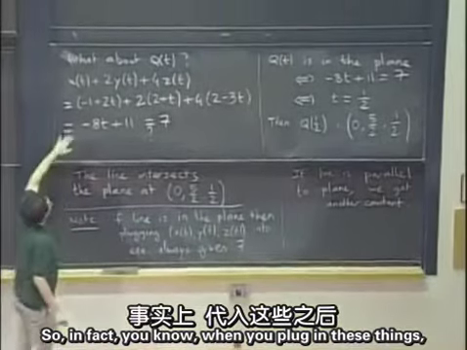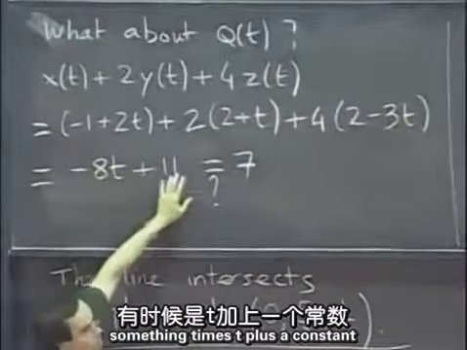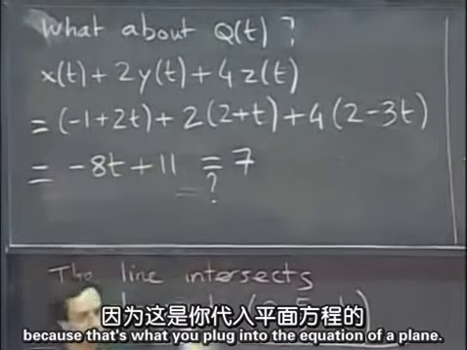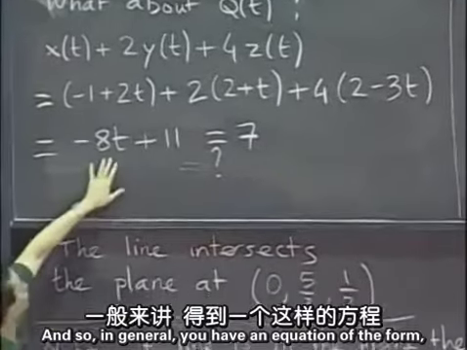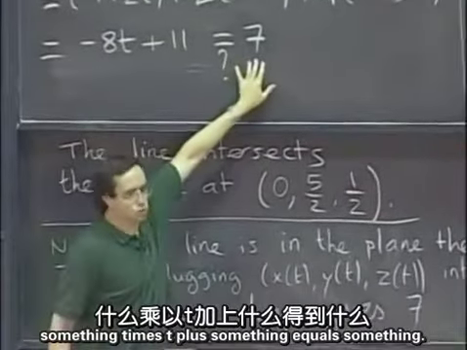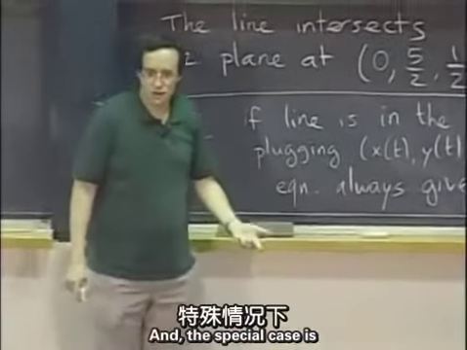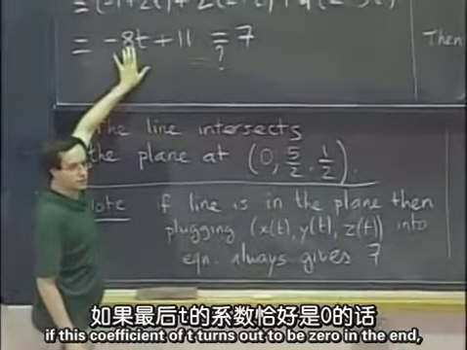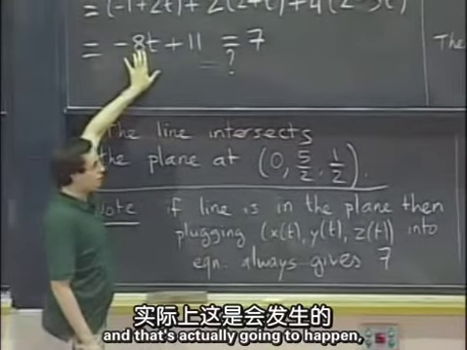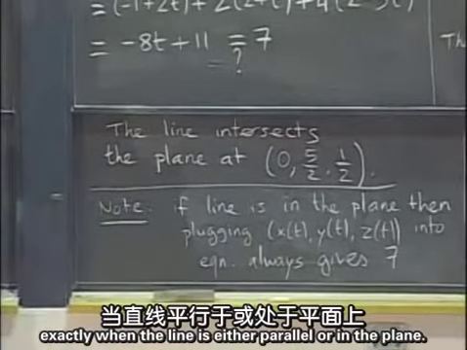In fact, when you plug these things in, normally you get a quantity of the form something times t plus a constant, because that's what you plug into the equation of a plane. So in general, you have an equation of the form something times t plus something equals something, and that usually has a single solution. The special case is if the coefficient of t turns out to be 0 in the end, and that's going to happen exactly when the line is either parallel or in the plane.